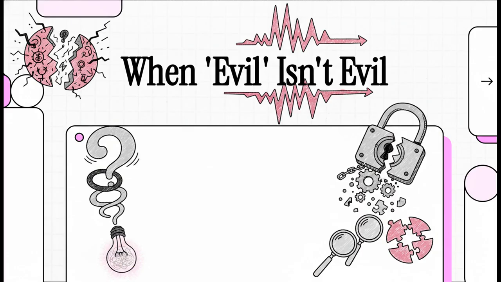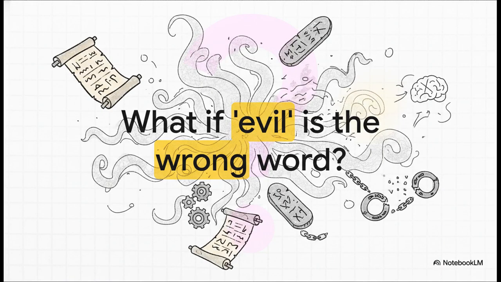So, let's dive in. All right, let's just jump right in with a really challenging question. What if the word we use for the worst things imaginable, the word evil, is actually the wrong word? What if it's a concept that we've layered onto ancient texts, and in doing so, we've kind of changed what they originally meant? That's the puzzle we're going to try to solve together today.